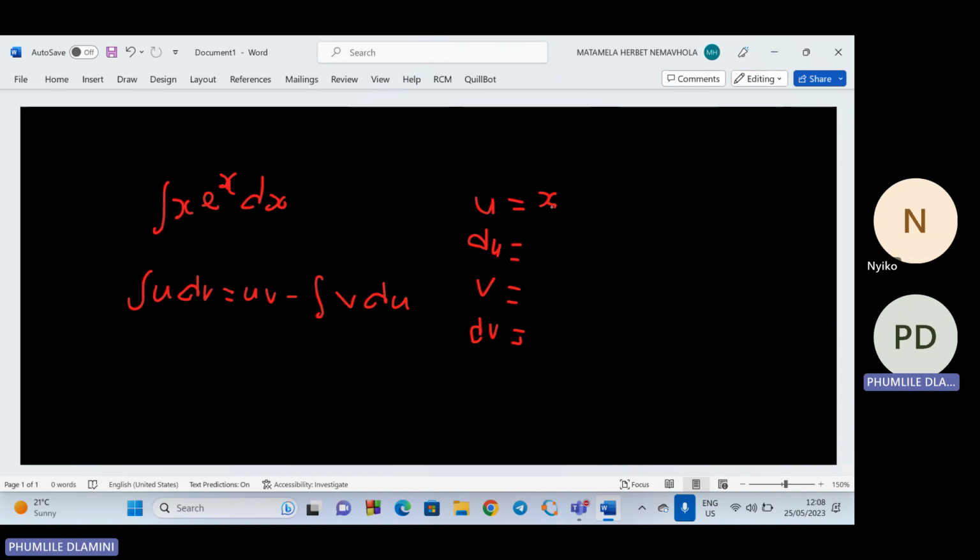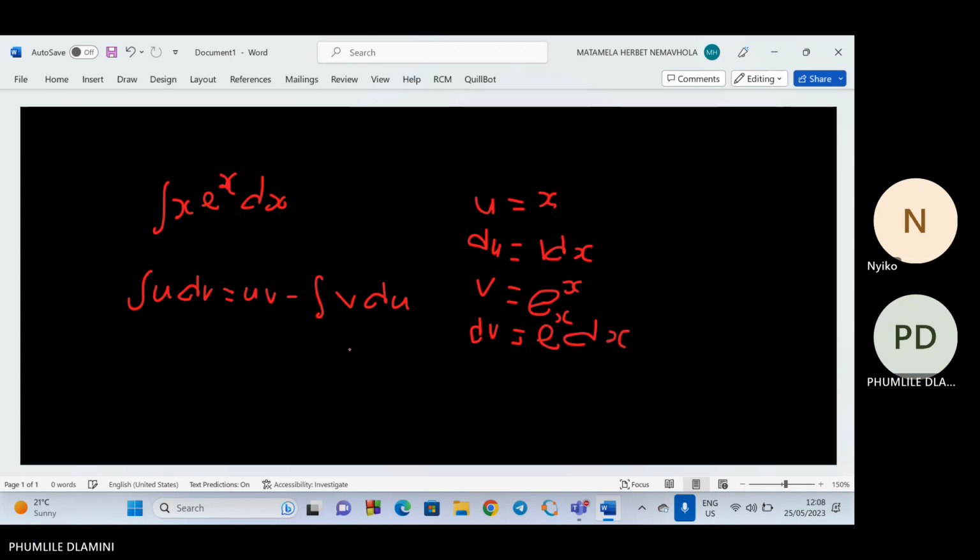So if I choose, for example, x as my u, then when we differentiate x, it's going to be 1 dx. If I choose u as x, which means my dv is going to be e to the power x dx. And we know that if we integrate e to the power x, it is still e to the power x, which means our v is e to the power x.